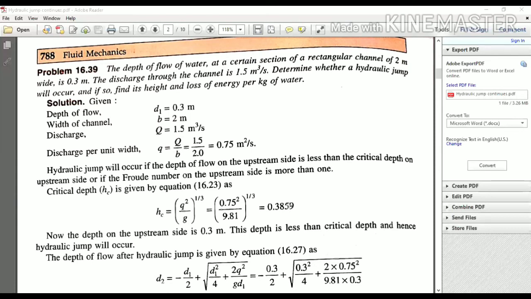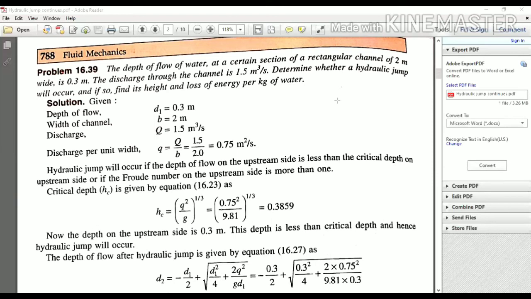Now how do we verify the answer? Now the depth on the upstream side is 0.3. They have already given that the depth is 0.3 on the one side. This depth is less than the critical depth. That means hydraulic jump will occur. If the given depth is greater than the critical depth, then the hydraulic jump will not occur. Now the given depth is less than the critical depth, so that's why the hydraulic jump will occur.